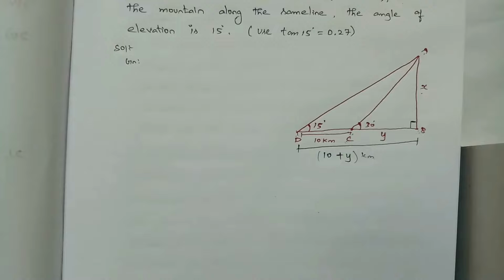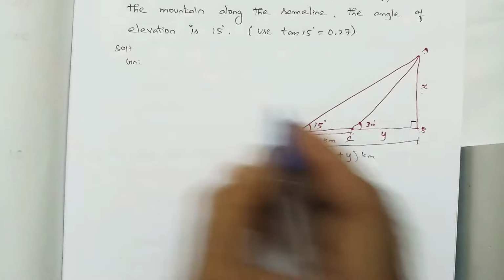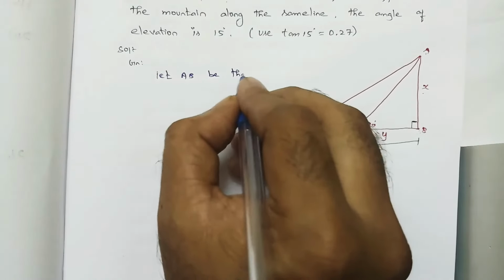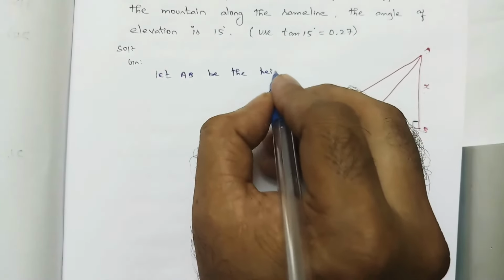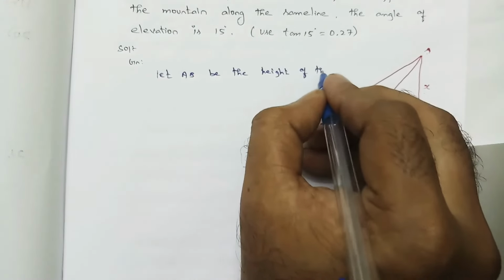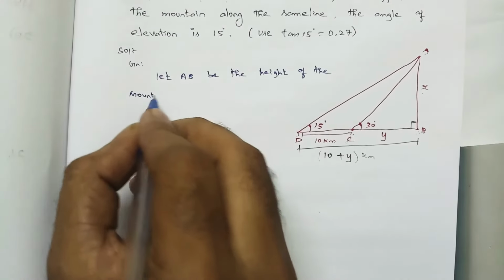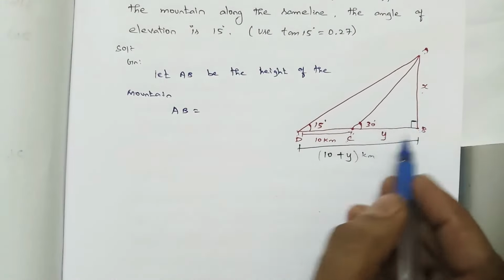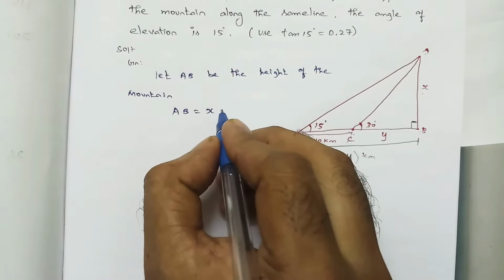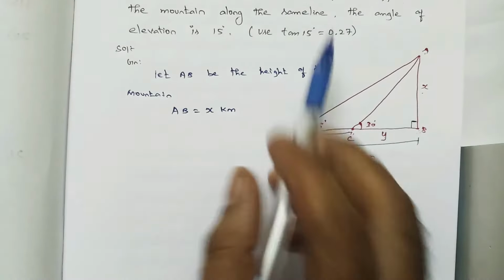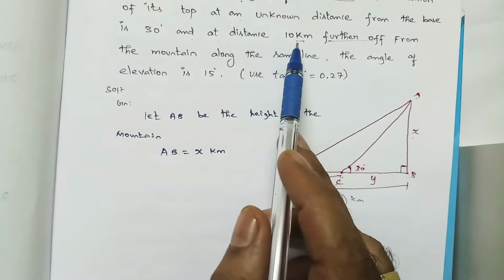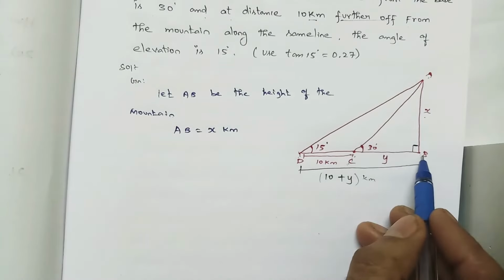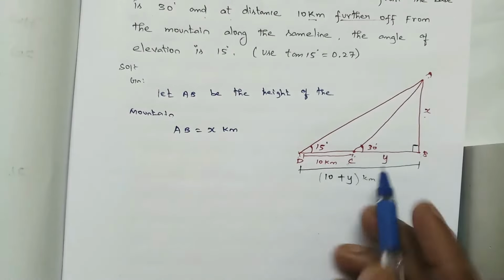So first write the given. What are the givens we are having? First I am assuming that let AB be the height of the mountain. We are assuming that AB is equal to X kilometer, not meter, kilometer, because they have given the distance in terms of kilometer, 10 km. So I am going to take all the values in terms of kilometer. AB equal to X kilometer. BC is nothing but what is it?